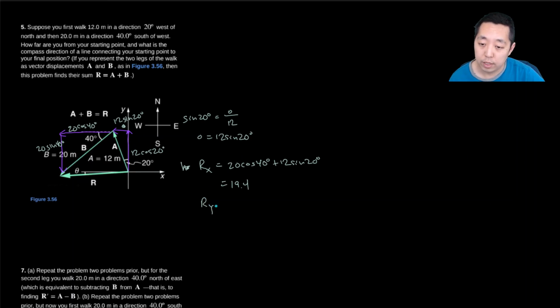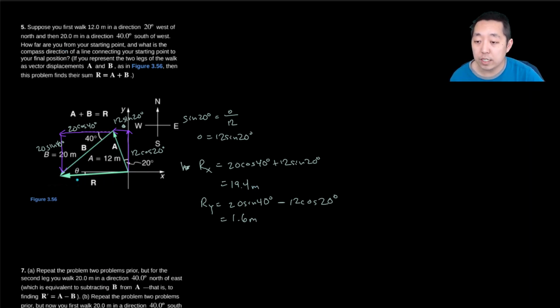And R sub y, well, let's see. I'm ultimately going to go down. So I'm going to say, well, this is the 20 sine 40 degrees. But I'm going to subtract this one because this one's going north. Minus 12 cosine 20 degrees. And so I do 20 sine 40 minus 12 cosine of 20. Make sure I enter that in right. And I end up with 1.6. Okay, good. So these are in meters.